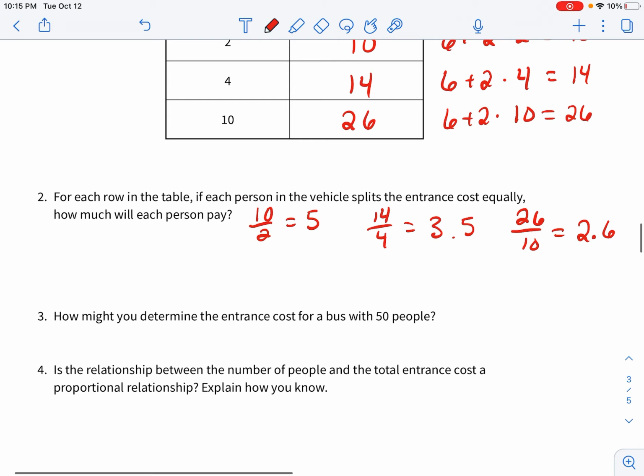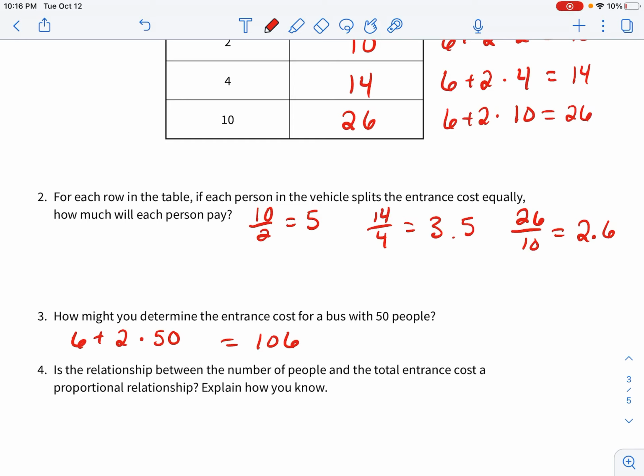Okay, it says how might you determine the entrance cost for a bus with 50 people? So we're going to assume that bus is still $6. Each person is still $2, so we're just going to multiply 50 times 2 and then add 6 to that. So you'll get 106.